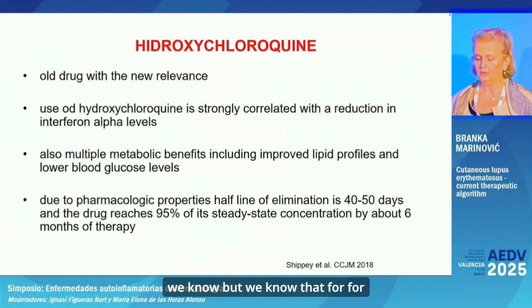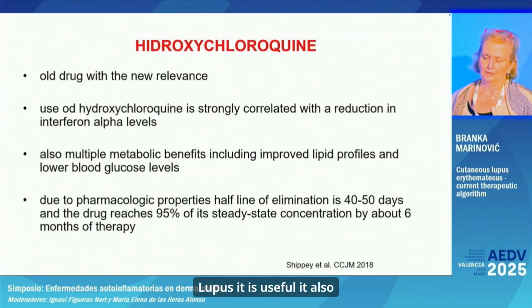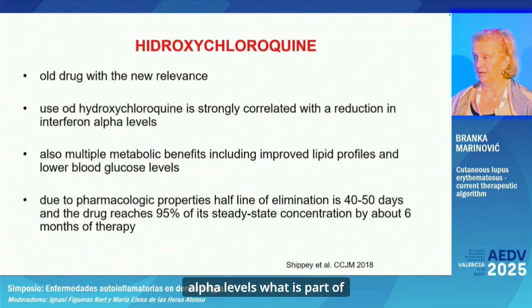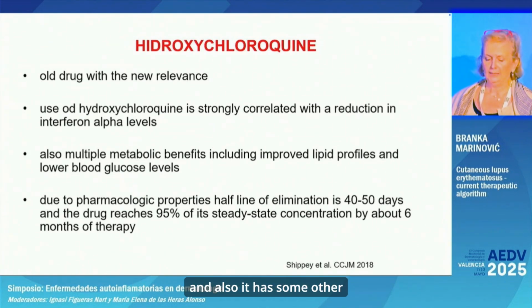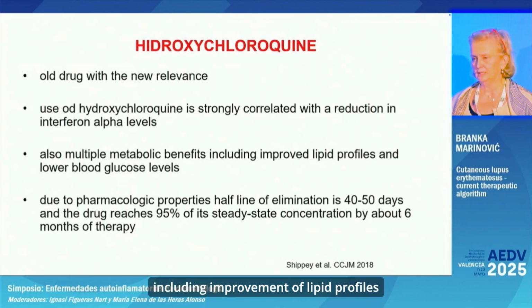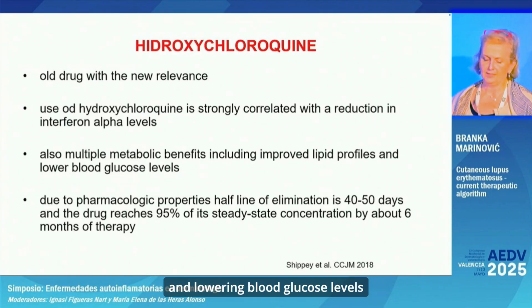We know that for lupus it is useful. It also correlated with reduction in interferon alpha levels, which is part of the pathophysiology of lupus. And also it has some other metabolic benefits, including improvement of lipid profiles and lowering blood glucose levels.